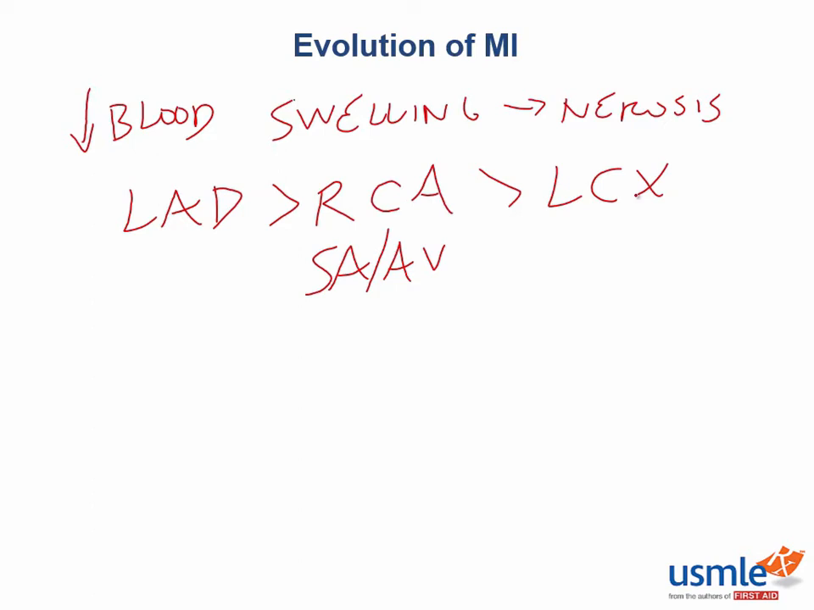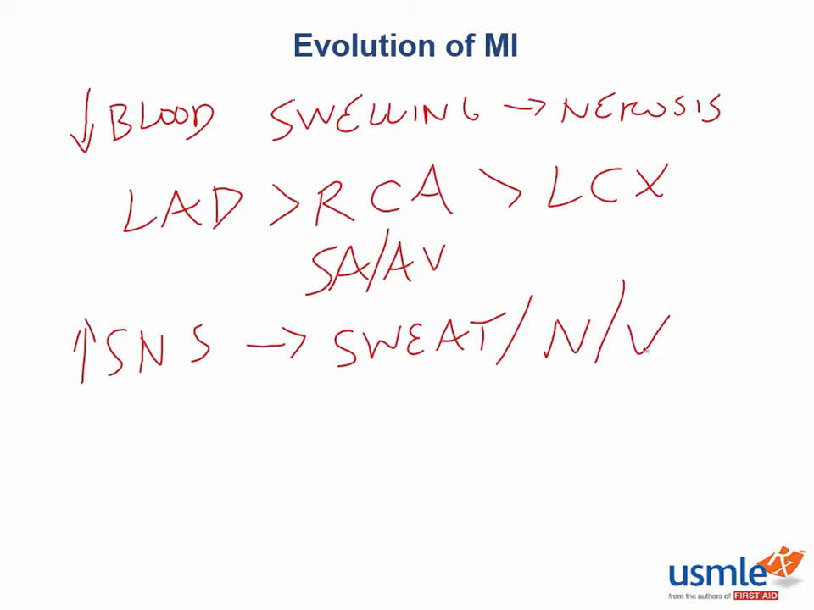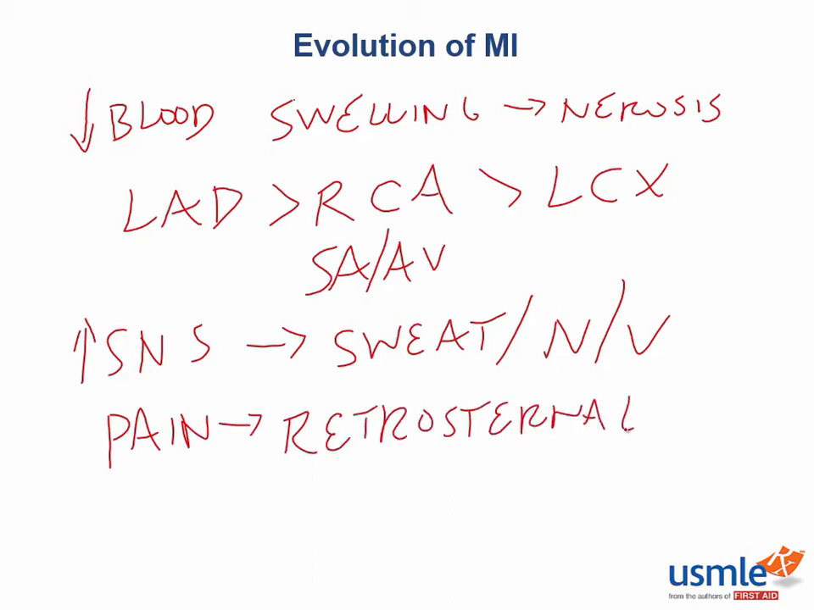Now, expect to see signs of excessive sympathetic nervous system activity, such as sweating, nausea, and vomiting. These people are in pain. They're afraid. They're going to activate the sympathetic nervous system. Now, the pain is going to be described as retrosternal, behind the sternal wall. Why is it going to be retrosternal? Because that is where the ischemic myocardium is located.